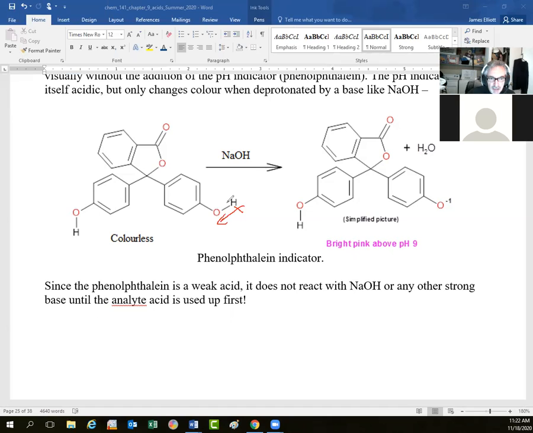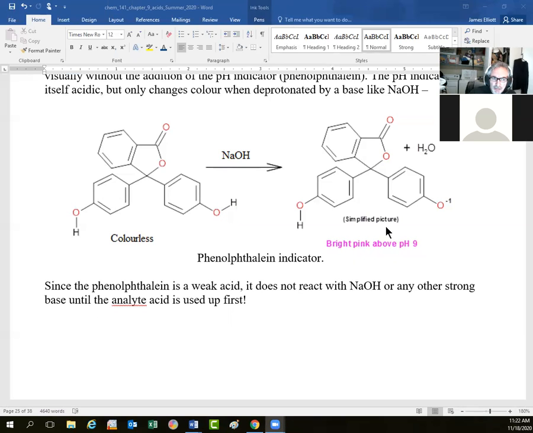And as it becomes deprotonated, it turns into this ion form, which is brightly colored. pH about 9 for the full transformation, and it gives this bright pink color. So once the hydronium ions are used up, and we start using up the indicator, we see that pink color appear, and we know we've reached our titration point.